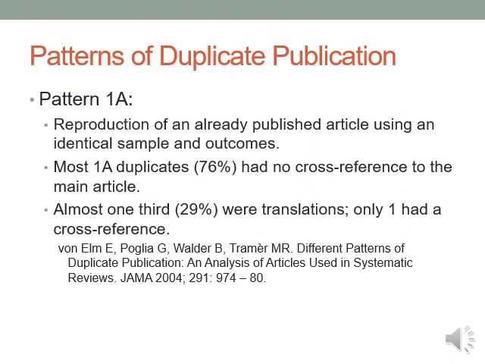There are patterns of duplicate publication. Pattern 1E: there is a reproduction of an already published article using the same sample, the same article. Okay, most of the first type of duplicates had no cross-reference to the main article, and one third of them were translations. Only one had a cross-reference, according to JAMA 2004.